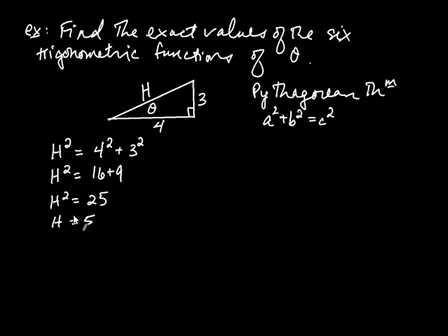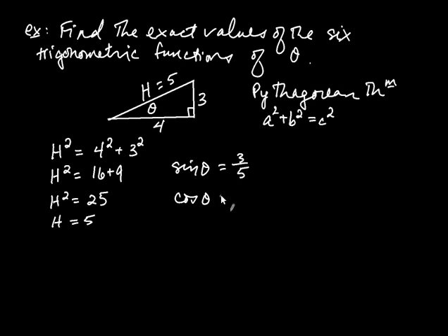Okay, so now that we have h, the hypotenuse, let's write that up here. This is equal to 5. Now I'm ready to find the 6 trig functions of this angle theta. So let's see, sine of the angle. Well, sine is opposite 3 divided by the hypotenuse, which is 5. So sine would be 3/5.